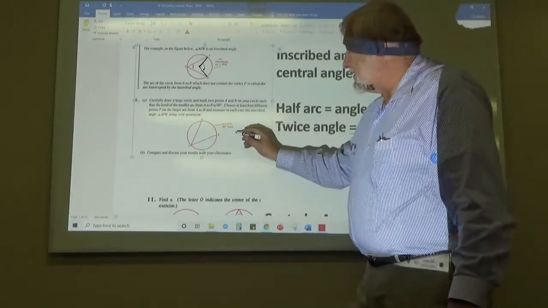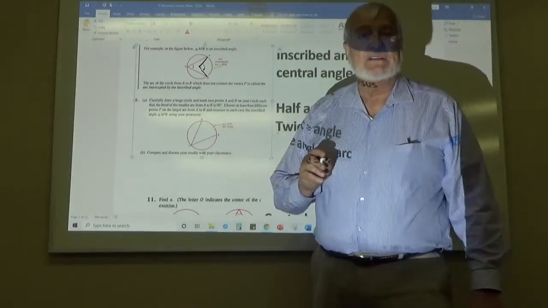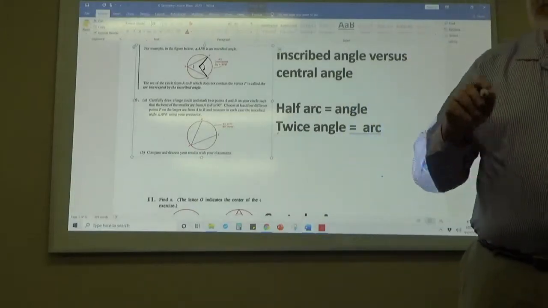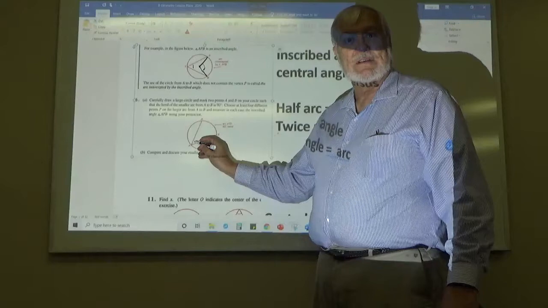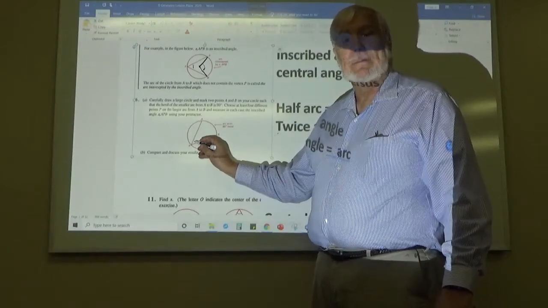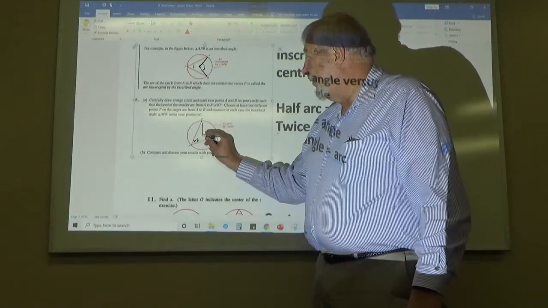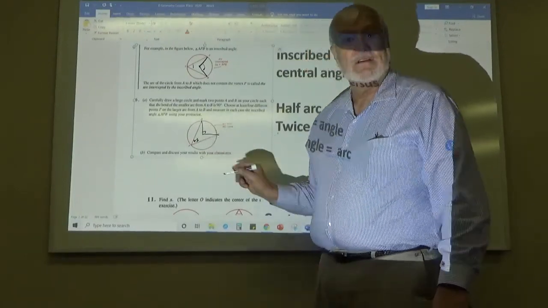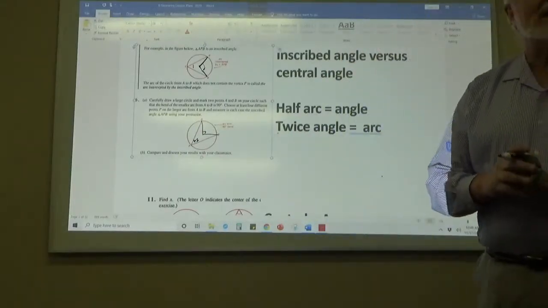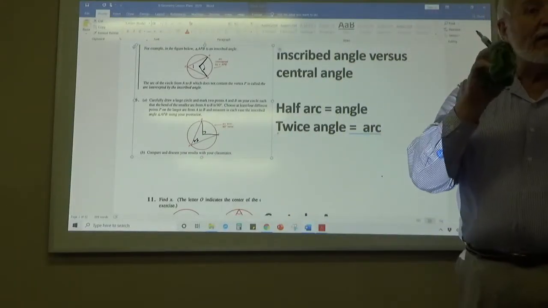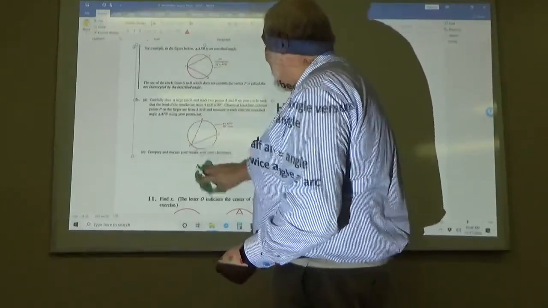Okay, so this says right here that the arc from A to B is a 90-degree bend. It's 90 degrees of the circle. That means this angle is what degrees? 90? No, half of that. This is 45. The central angle would be 90 degrees. But that angle is 45 because it's half. The inscribed angle is half of the central angle, and therefore it's half of the arc. Okay? So here's what would happen.